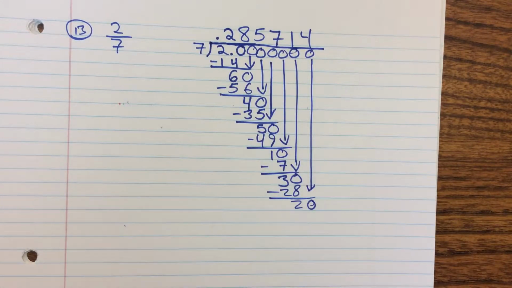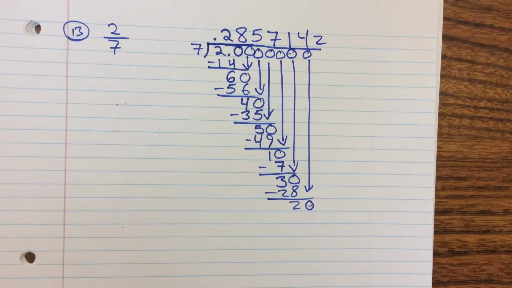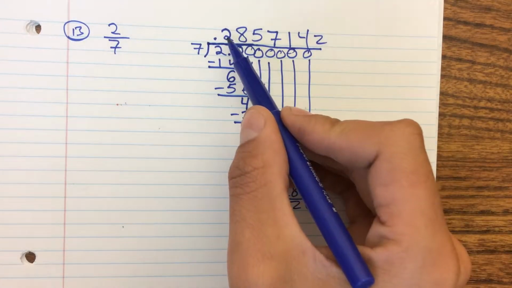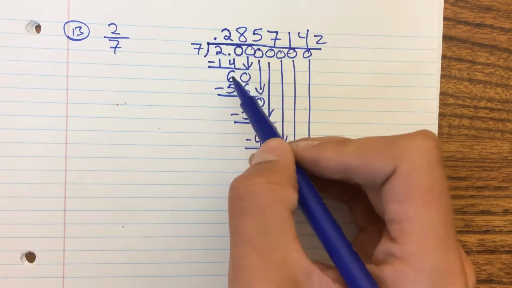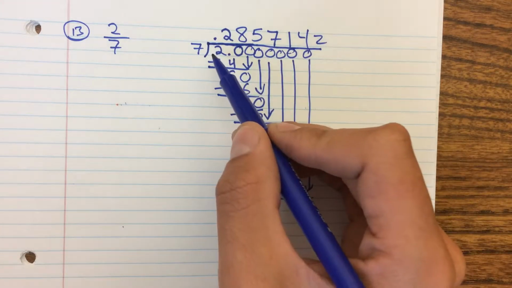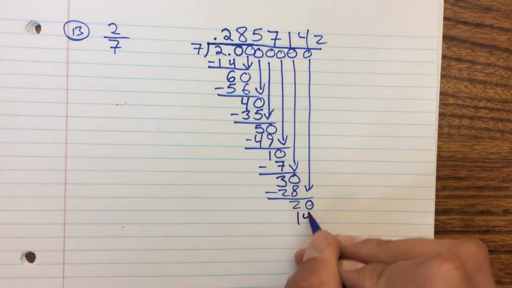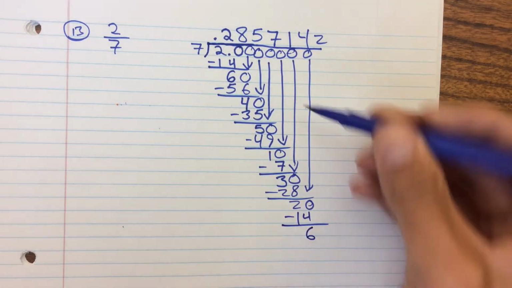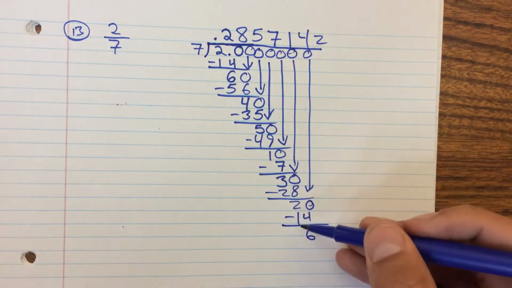Bring down another. How many times does 7 go into 20? 7 goes into 20 2 times. And now what's going to happen here? We started out with a 2. We knew that 7 went into 20 2 times. We had a difference of 6. So when I multiply 2 by 7, I'm going to get 14. I'm going to have a difference of 6. And we're going to repeat this whole pattern again.